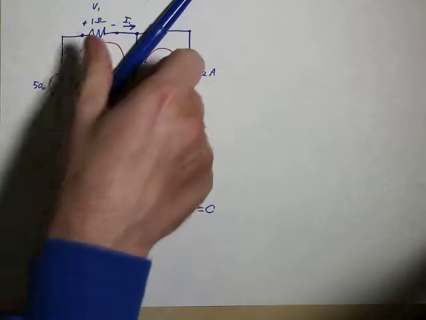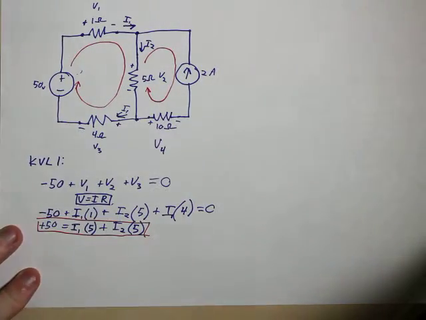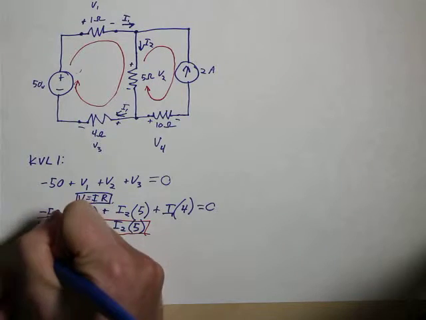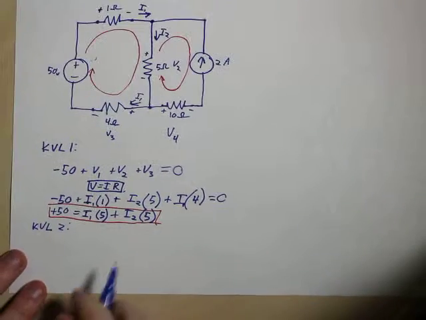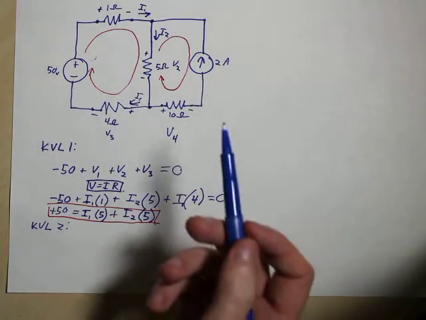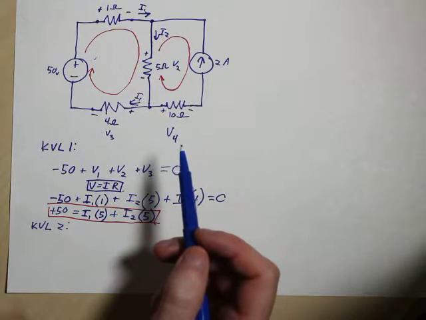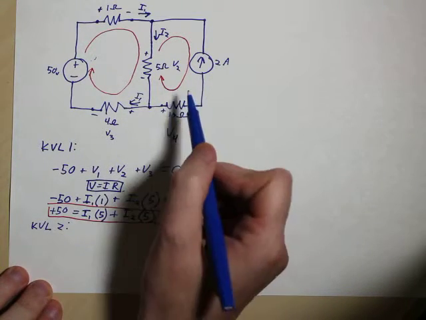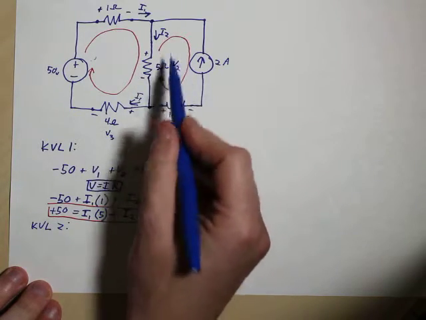So what's our next one? So we just did our first loop over here. So now we're going to do our next loop, and we're going to do that as KVL2. And KVL2, we're going to go around starting, well, it doesn't matter where we start. We can pick any single spot along the way. So for this one, I am going to start right here at the 5, at the V2 where the I2 happens.